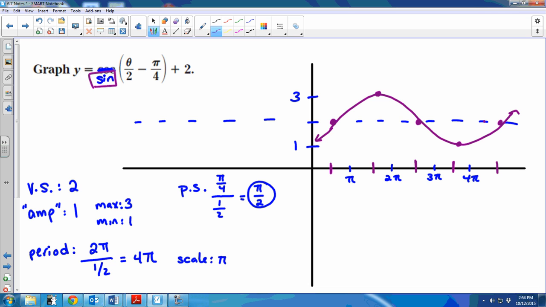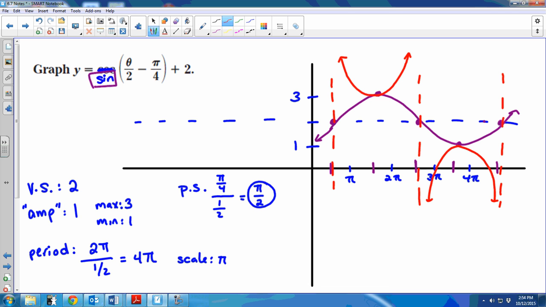But now that I've graphed sine, I can go back and graph cosecant. So we're going to put asymptotes wherever the sine curve crosses the midline. And then we're going to include our parabolas. So there is cosecant.